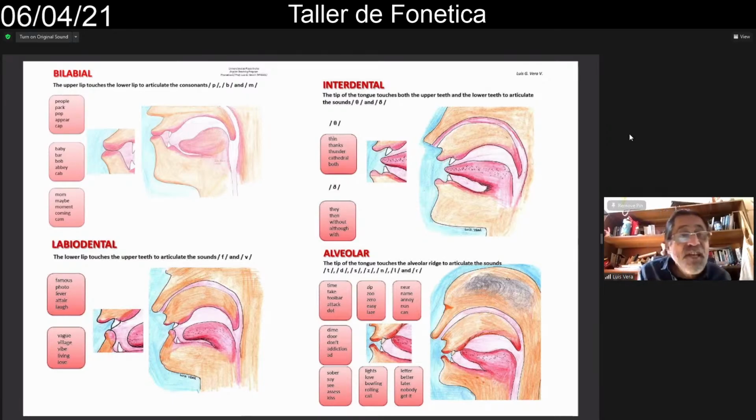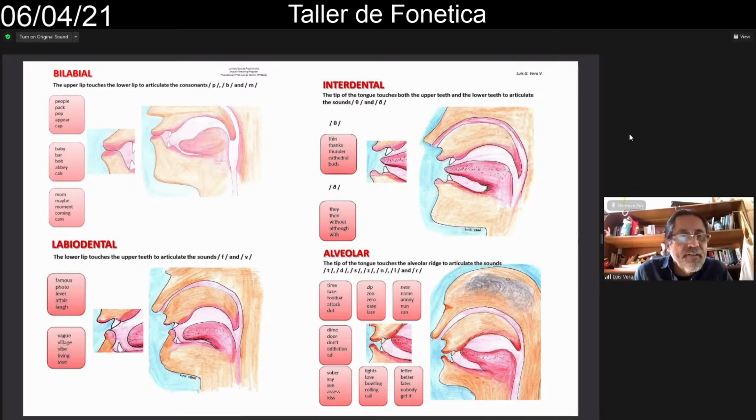The sounds are t, d, s, z, n, l, r. The last sound is the same as when we say pero, caro, carrera. Fíjense ustedes, ¿cuándo se usa en inglés?